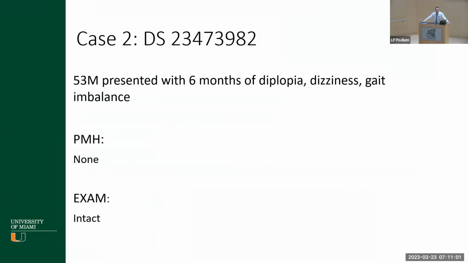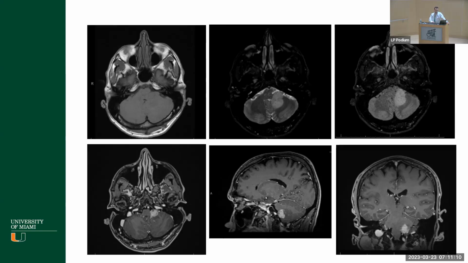This is a 53-year-old with 6 months of diplopia, dizziness, and gait imbalance. No past medical history, and he's neurologically intact. So you want to describe what you see here?